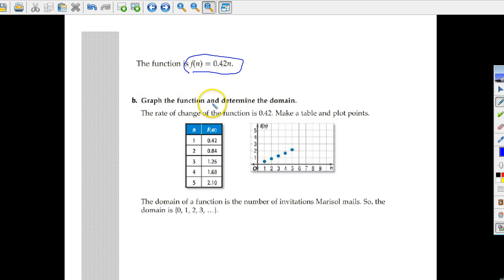Now graph the function and determine the domain. One invitation is 42 cents. If you have 2, it's 84 cents. With 3, you have $1.26, and there's a trend, and there's your graph. The domain of the function is the number of invitations, usually on the x-axis. So the domain is 0, 1, 2, 3, 4, 5, 6, 7, 8, 9, and it continues.